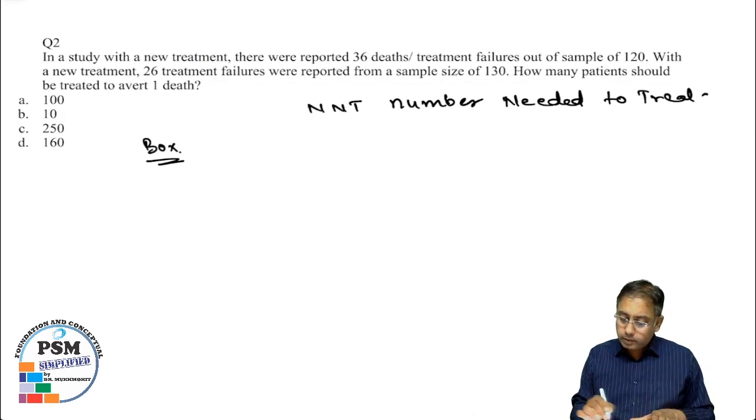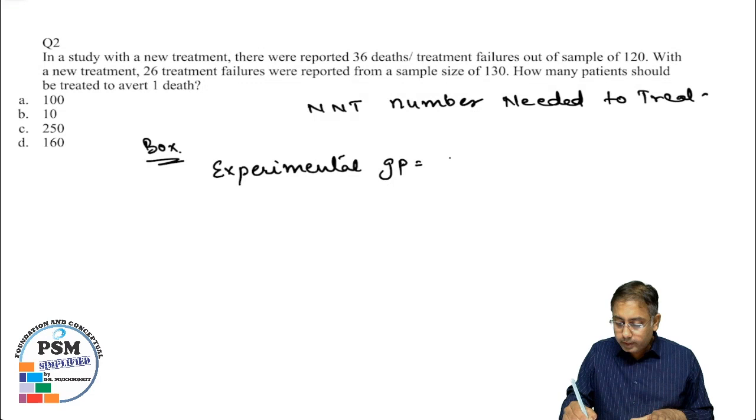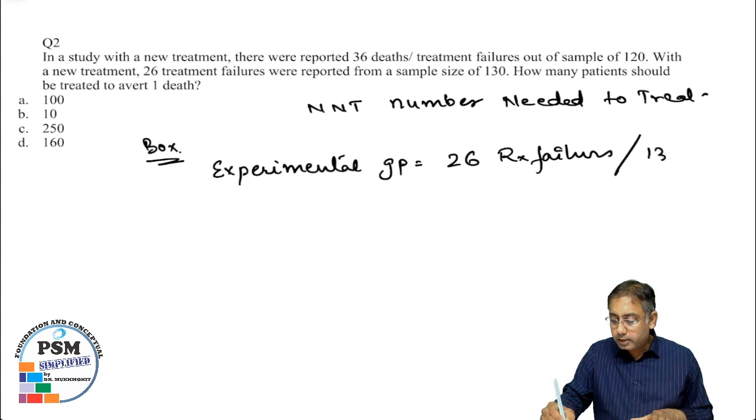So in a study, there were 36 deaths reported with a new treatment, 26 deaths were there. In the experimental group, with the new treatment, we can see 26 treatment failures out of 130 sample. That is what the MCQ says.